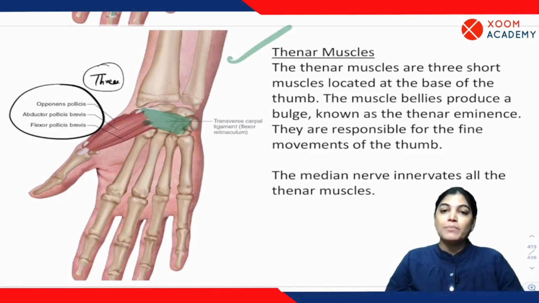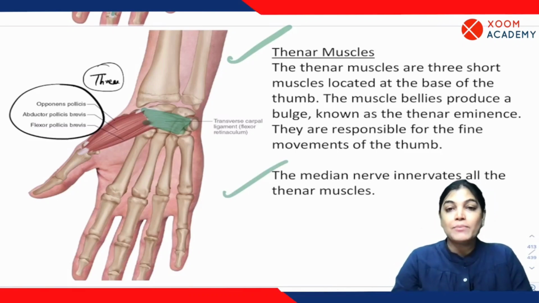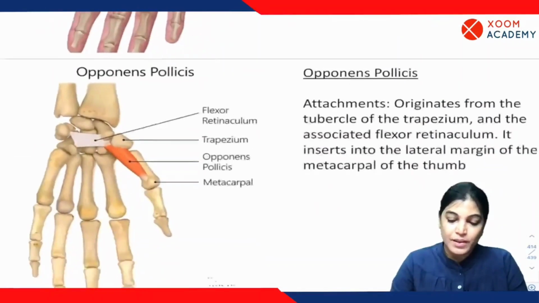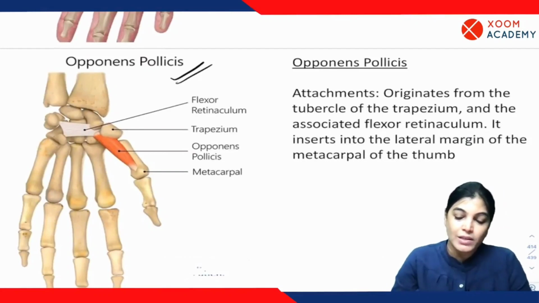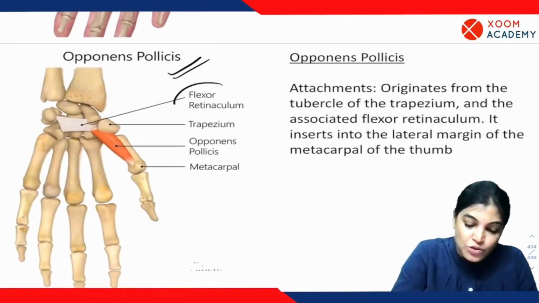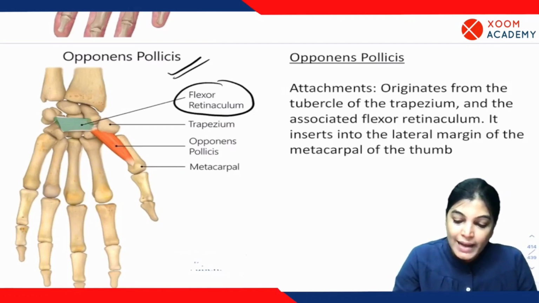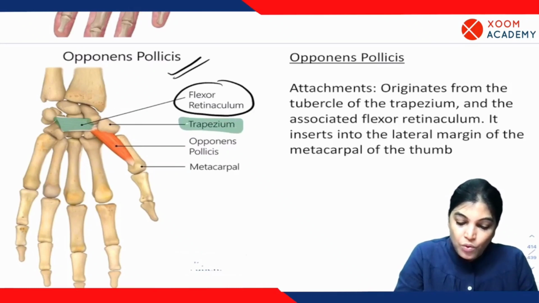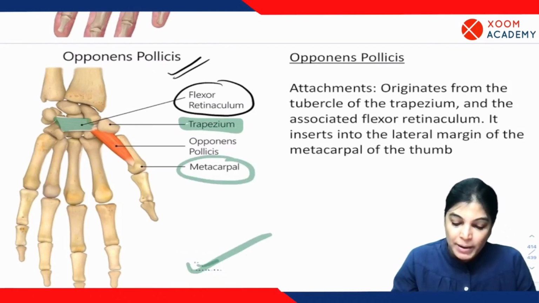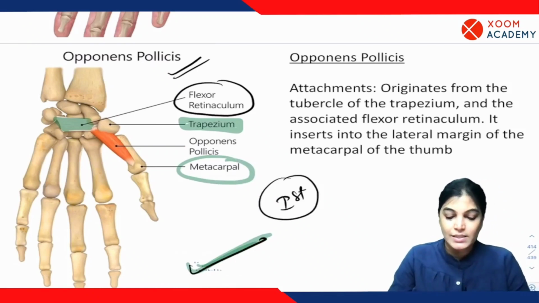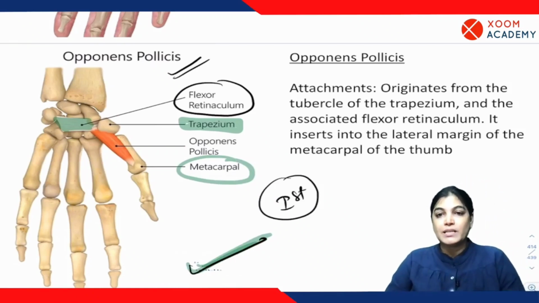All the muscles of the thenar eminence get innervation from the median nerve. Let's talk about each individual one. Opponens pollicis muscle is attached to the flexor retinaculum as shown in the diagram. It is also attached to the trapezium carpal bone and it inserts onto the metacarpal. Can you see here? It is inserting onto which metacarpal? The first metacarpal, the first metacarpal bone of the thumb.